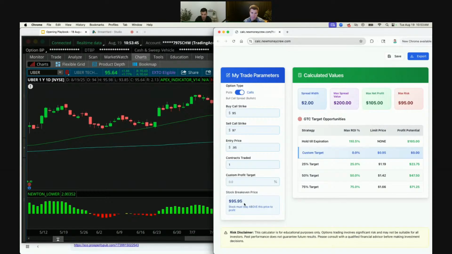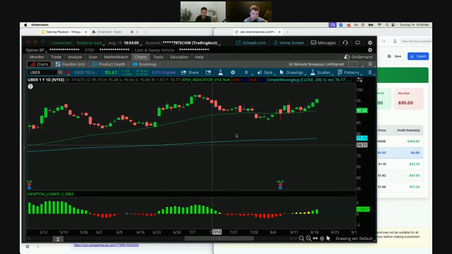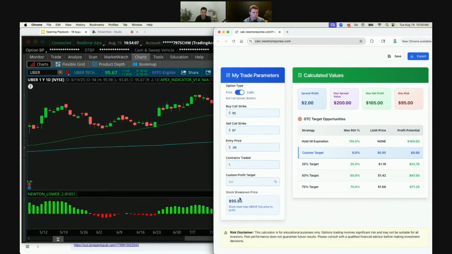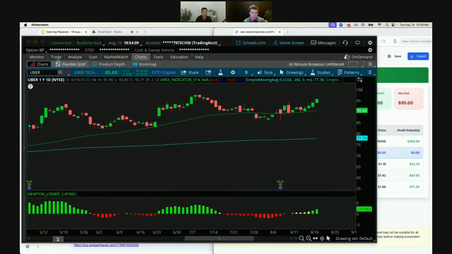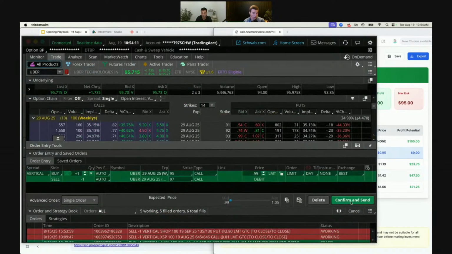Well, there you go. Now we know the break-even price. If Uber only gains 30 cents this week, so if it barely even budges, you actually break even. With calls alone, you'd lose everything. The beautiful thing, I said this at the beginning, with the debit spreads, why we like them, you offset time decay. You can see that here. Stock basically is flat, you don't lose much at all. You actually break even here, so 0%. All right, let me go ahead and punch this off, and then I'll jump into the chat.